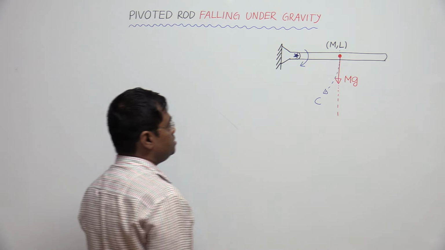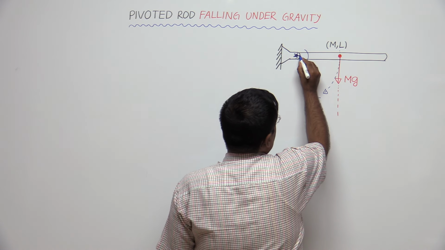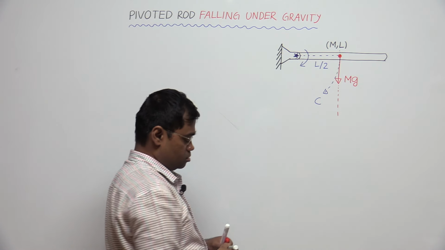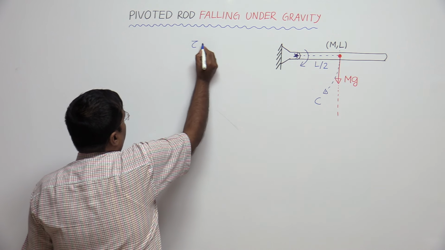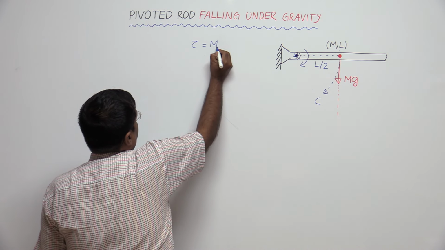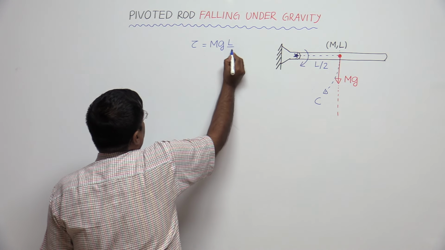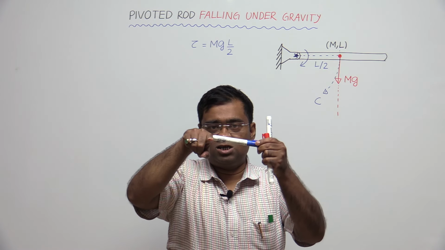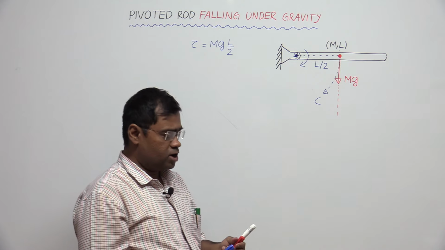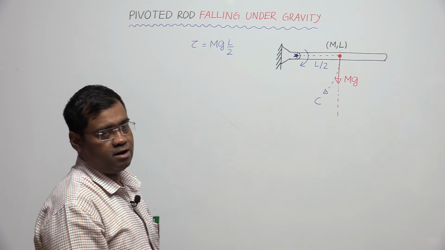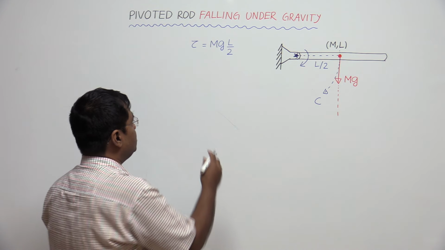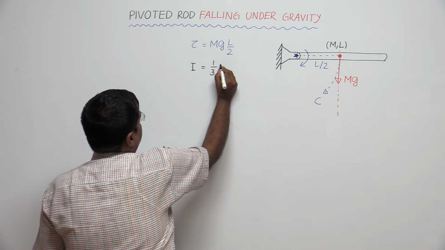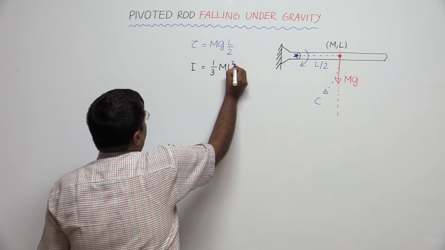So what is the torque? You can see this is the line of action of the force and this is the perpendicular distance, which equals L by 2. So torque clockwise equals force of gravity into lever arm or perpendicular distance, that is mg into L by 2. Now students, about this axis, the moment of inertia of the rod about one end is, we know the formula, I equals 1 by 3 m L square.